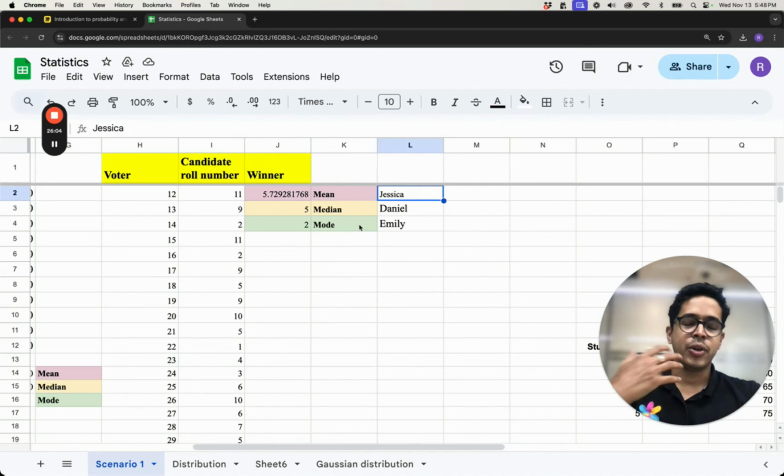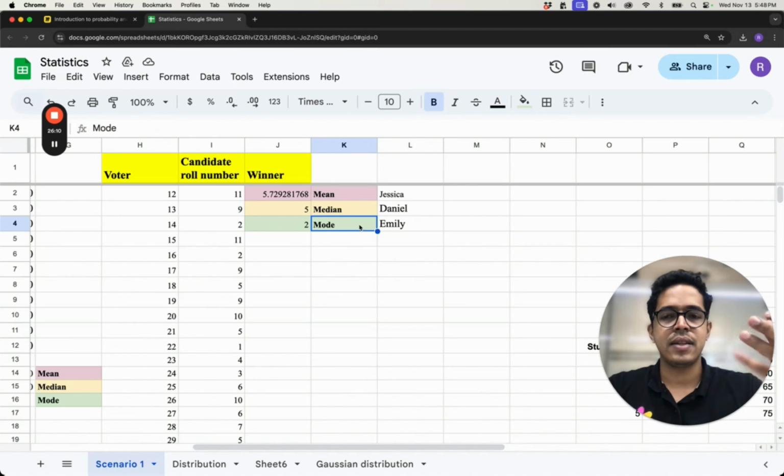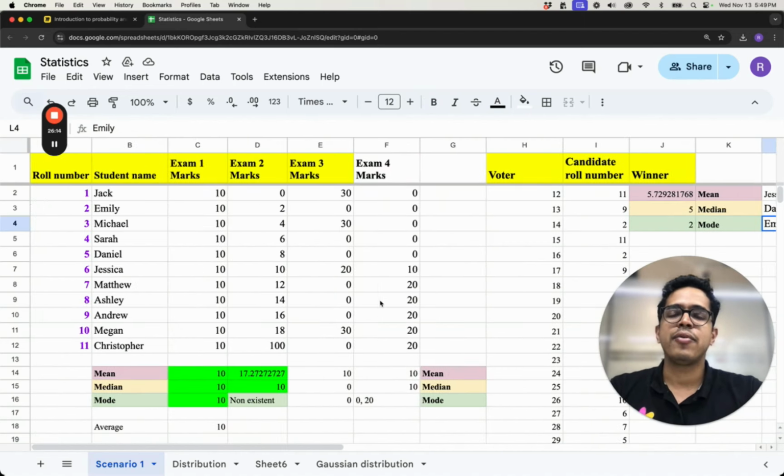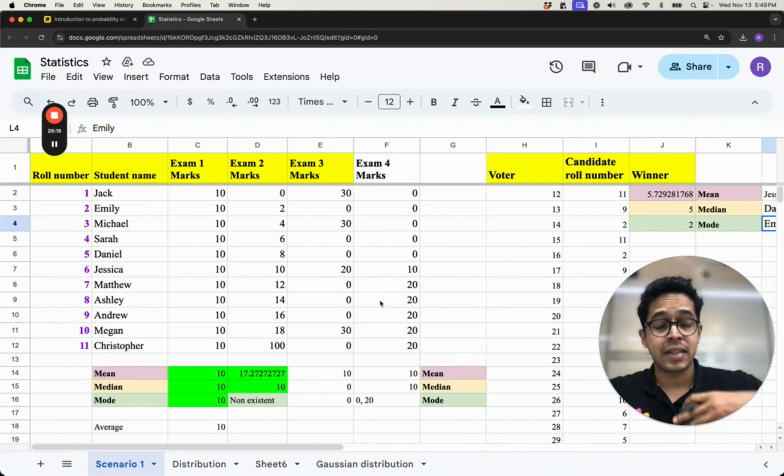But in elections, we use mode, right? Because whoever gets the maximum vote is the winner. So in this case, considering this is a normal election, Emily is the winner. So these are the different ways in which we can measure central tendencies, and in some cases, one of them is more useful than the other.